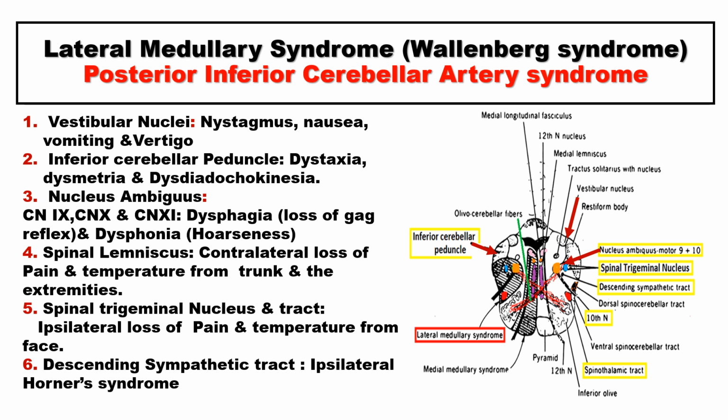The fourth important feature is involvement of the spinal lemniscus or spinothalamic tract. Involvement of this tract causes contralateral loss of pain and temperature from the trunk including the extremities. The fifth important feature is involvement of the spinal trigeminal nucleus and its tract. It can cause ipsilateral loss of pain and temperature from the face.